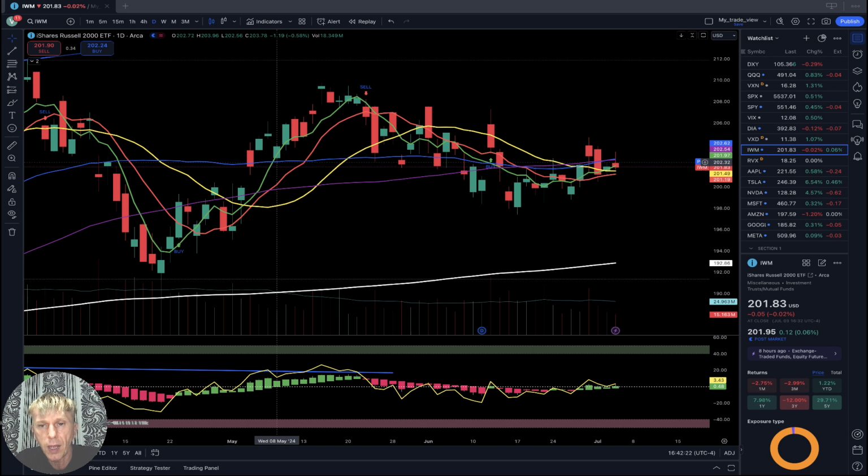On daily time frame, Russell 2000, same story. Still last bar above SMA 20, bullish territory, but it created bearish reversal hammer bar.